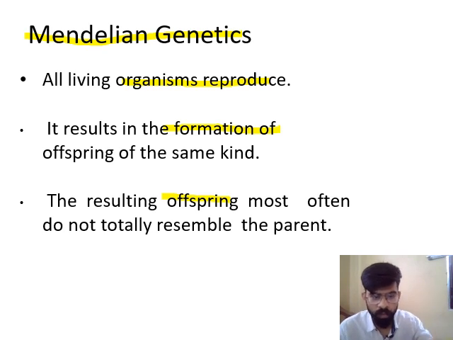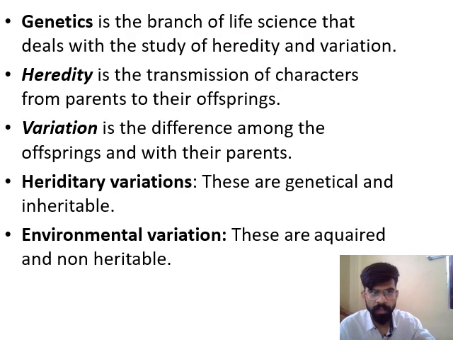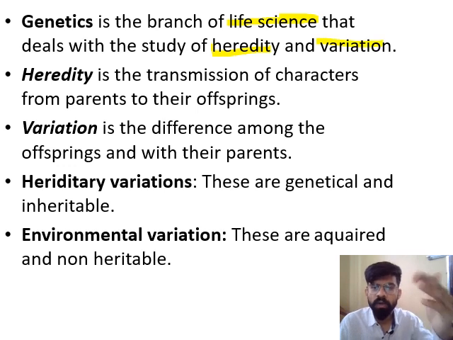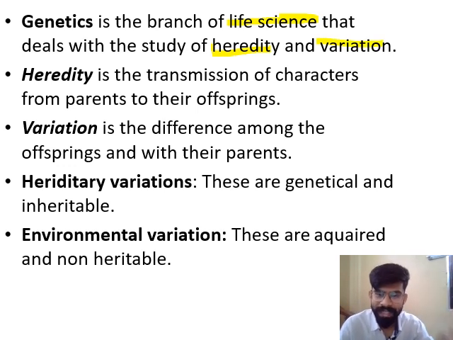So what is the main reason behind this? The main reason behind this is genetics. What is genetics? Genetics is the branch of biology, or the branch of life science, that deals with heredity and variation. What is heredity? When the characters are transferred from one generation to the next generation, or from parents to the offspring, and these characters are matched, we can identify the resemblance of the offspring with its parent.